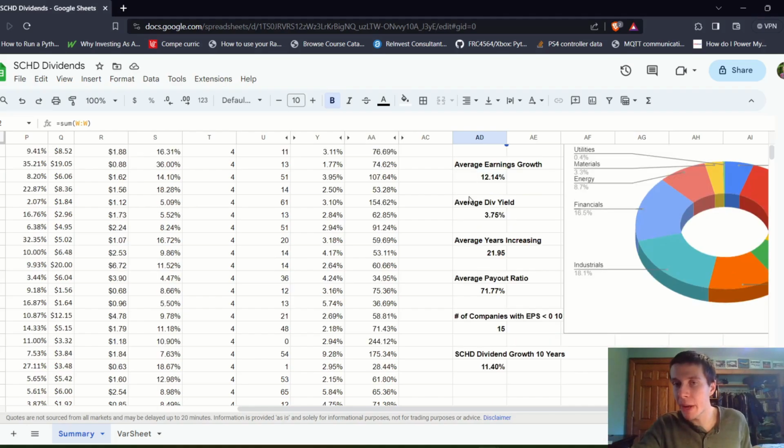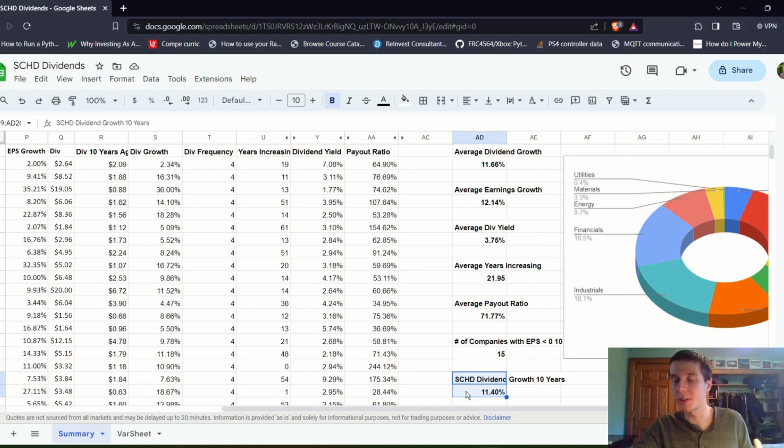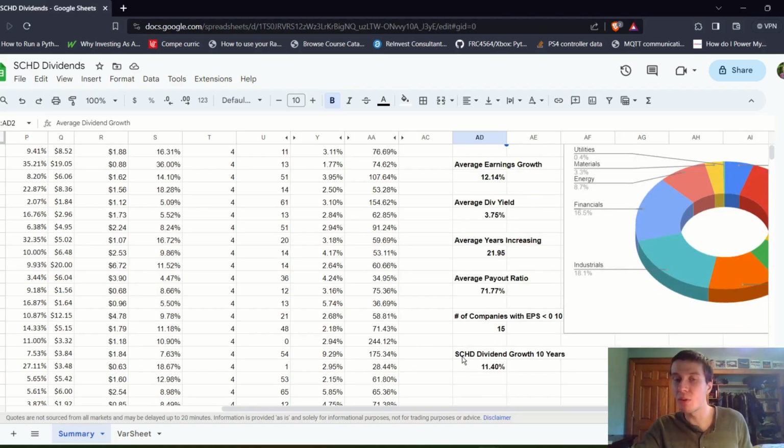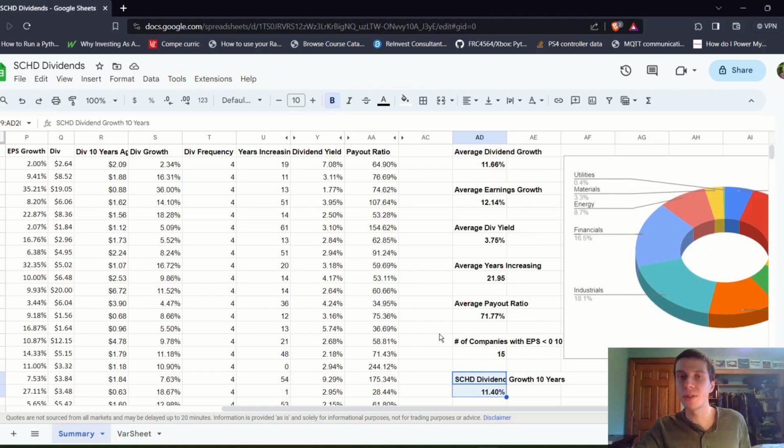And then also we can compare all of that to the dividend growth of the actual SCHD ETF over the last 10 years, which has been 11.4%. So essentially that dividend growth of the businesses is pretty much in line with dividend growth of the SCHD ETF, which makes perfect sense. And then also I calculated the yield, and the yield is 3.75%, pretty much exactly in line with SCHD's yield. And then I calculated average years of dividend increases, which was about 22.